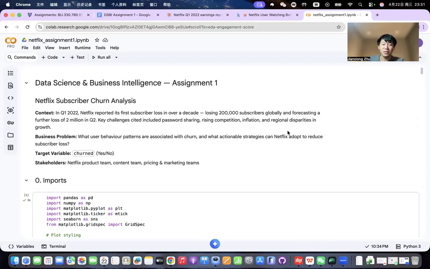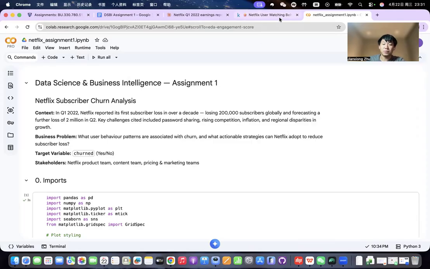So I translate these challenges into the following data-driven business problems. That is, what user behavior and demographic patterns are associated with subscriber churn, and what strategy can Netflix adopt to reduce subscriber loss. The target variable is churn, a binary yes or no label. The key stakeholders are the Netflix product, content, pricing, and regional growth teams.